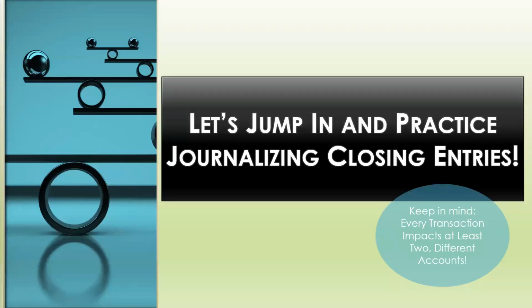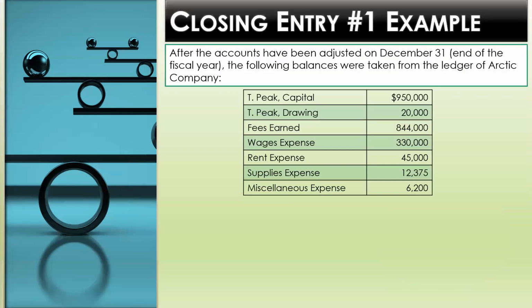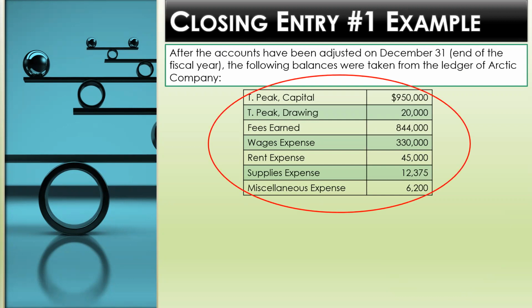What does this all mean? Let's jump in and practice journalizing closing entries. Closing entry number 1 example. After the accounts have been adjusted on December 31st, that's the end of the fiscal year, the following balances were taken from the ledger of Arctic Company.